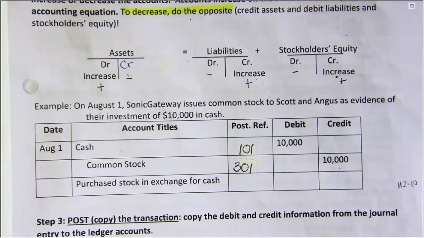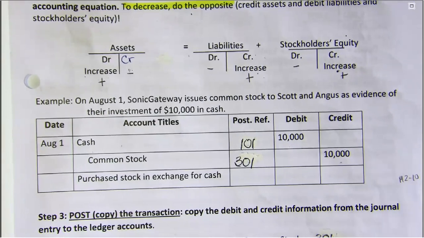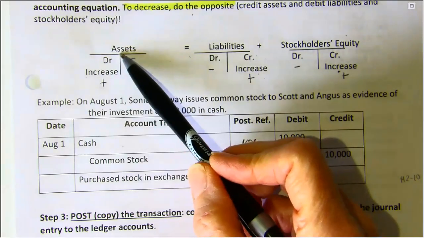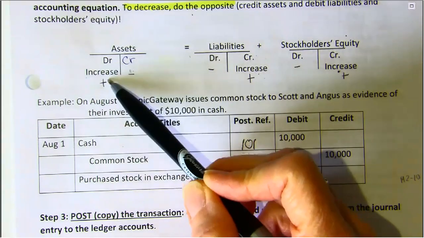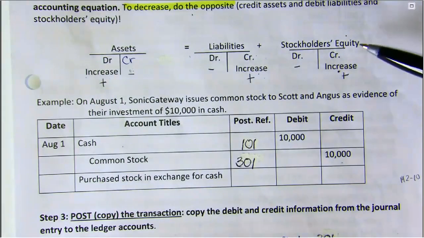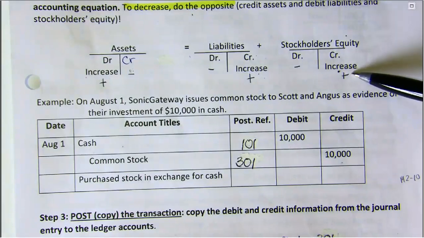Okay, so here's an example of a transaction. On August 1st, Sonic Gateway issues common stock to Scott and Angus as evidence of their investment of $10,000 in cash. So if we analyze that, if we close our eyes and think about what's happening, Sonic Gateway is receiving $10,000 in cash, and they're giving common stock. Okay, if they're receiving cash, cash is an asset. So to increase cash, I'm going to have to debit it, because that's how I increase cash. Common stock is a stockholder's equity account. To increase common stock, I credit.